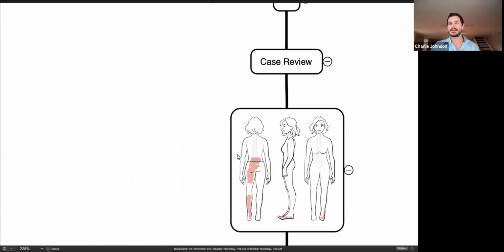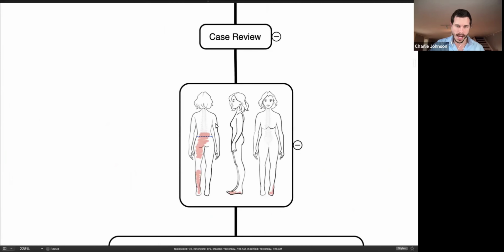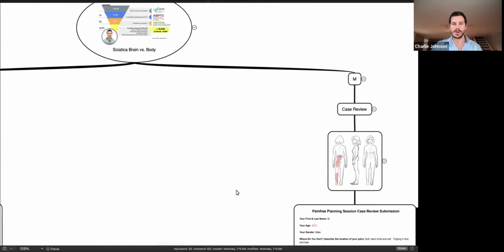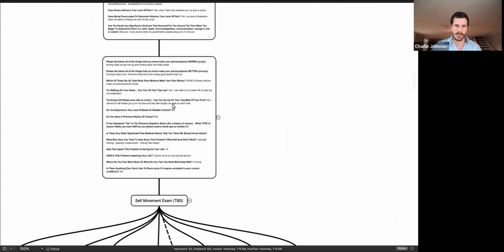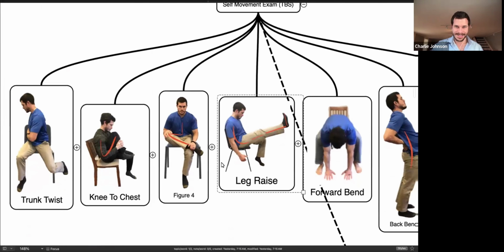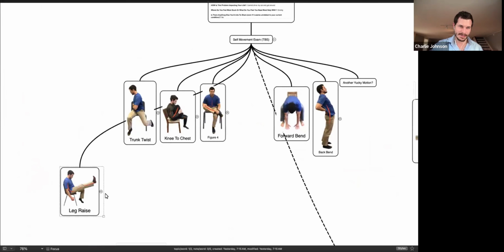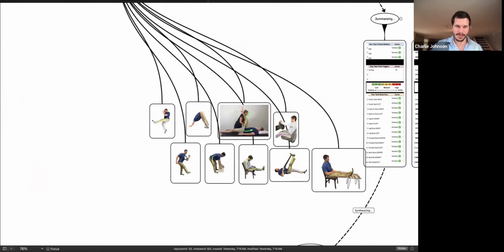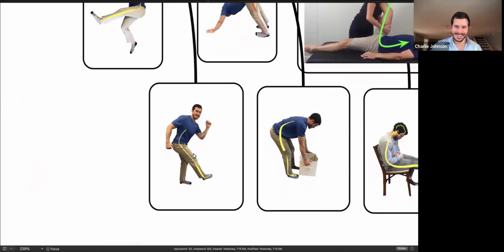Now let's compare that to M's case. Same exact location of symptoms, just on the left side, not the right side. Oh, by the way, before I go there, remember here, what makes you better? Running helps a lot. Here's another indicator. Running is a leg raise. And so we know with 95% certainty that if you do not have a positive straight leg raise, if you go and you do that test and it does not recreate your symptoms, that you do not have sciatica. It's a very good screening test to rule out sciatica.